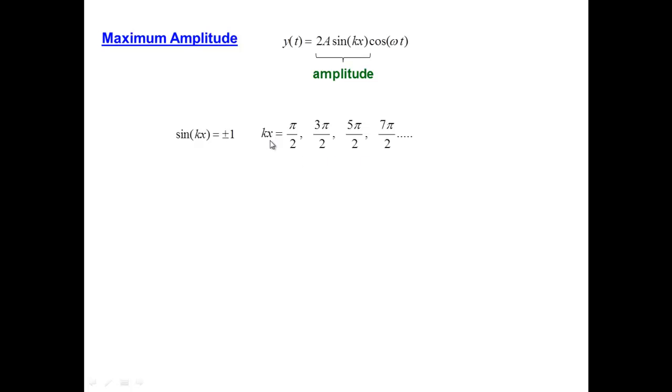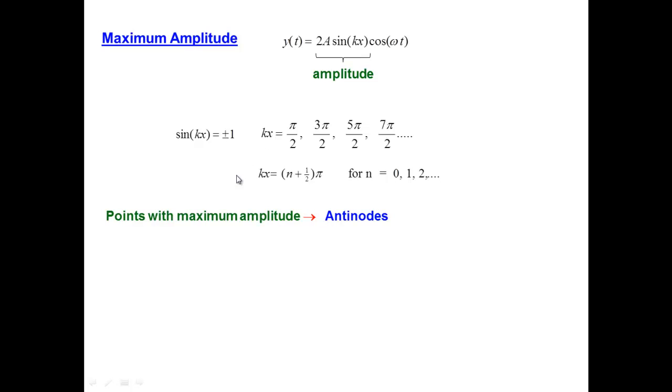So we generate a series of values of kx. K, remember, is 2 pi over the wavelength. So for a particular wave, k is fixed, and what this tells us is the value of x that we can actually determine corresponding to these positions of maximum amplitude. Some compact notation that we can use is to write kx equals (n plus a half) times pi, where n is just a non-negative integer, because this equation will generate all of the values that we got above.